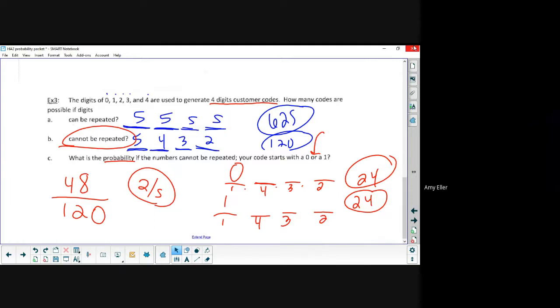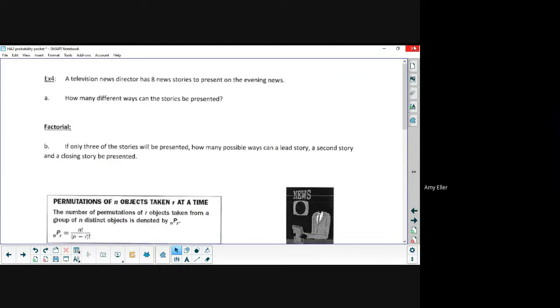Okay, next page. Number 4, a television news director has 8 news stories to present on the evening news. How many different ways can the stories be presented? I'm going to let you think through that one.